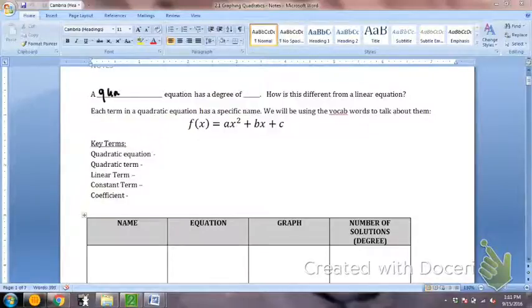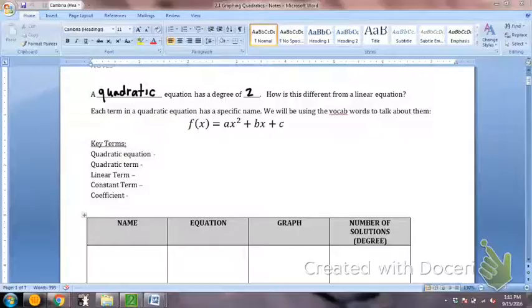A quadratic equation. And I'll move out of your way, Kaylin. A quadratic equation has a degree of what? Ooh. 2. Quadratic means 2. That means x squared, right? Degree means the highest exponent. Okay, so degree means the highest exponent. So it's going to be x squared.